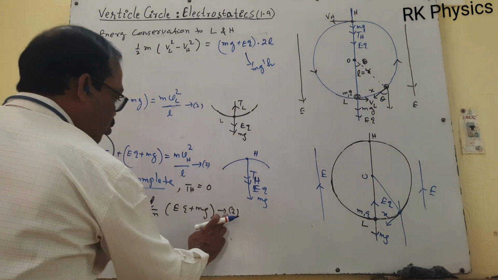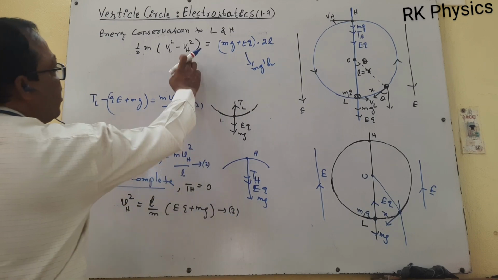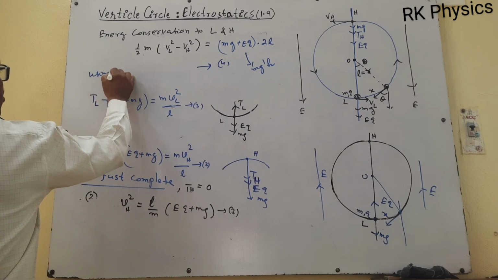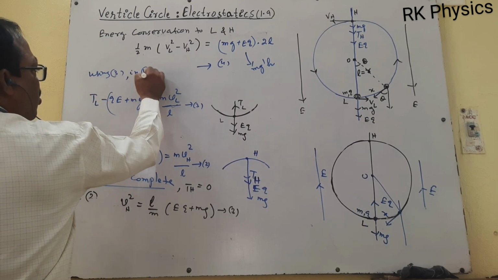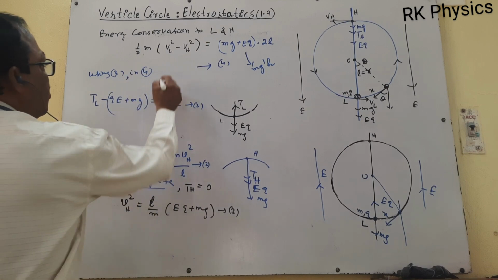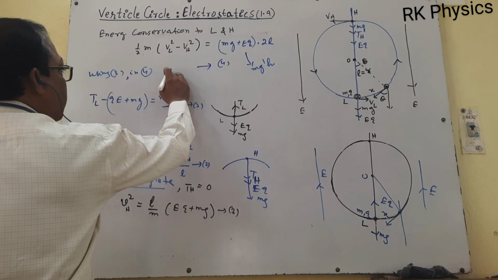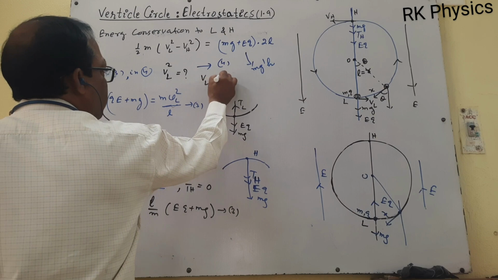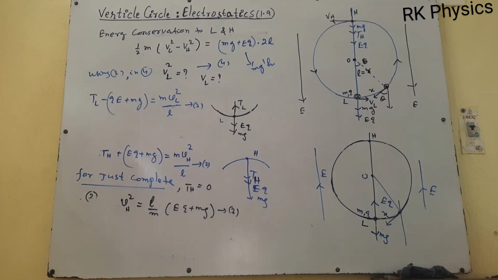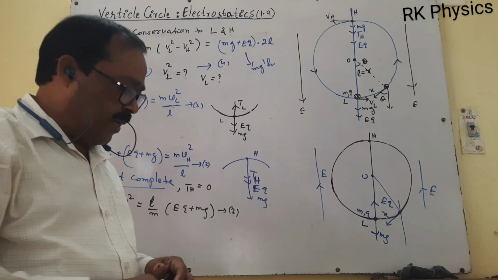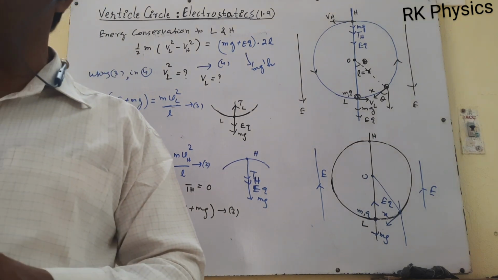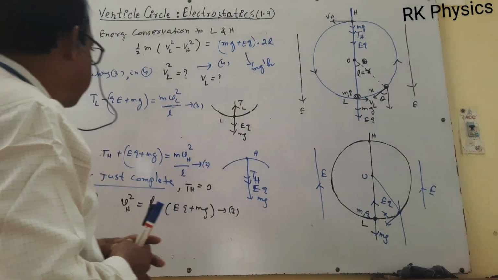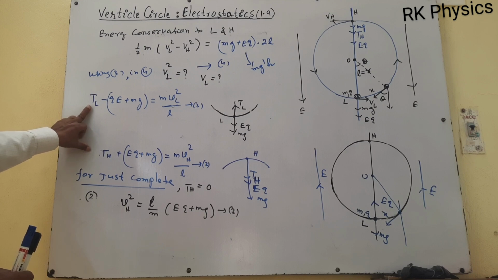Okay, now if you put equation 3, VH square, in this equation, equation number 4, then you can get the value of VL. First find VL square, then find VL. So in this way, it is possible to calculate the velocity at the lowest point and the velocity at the highest point.